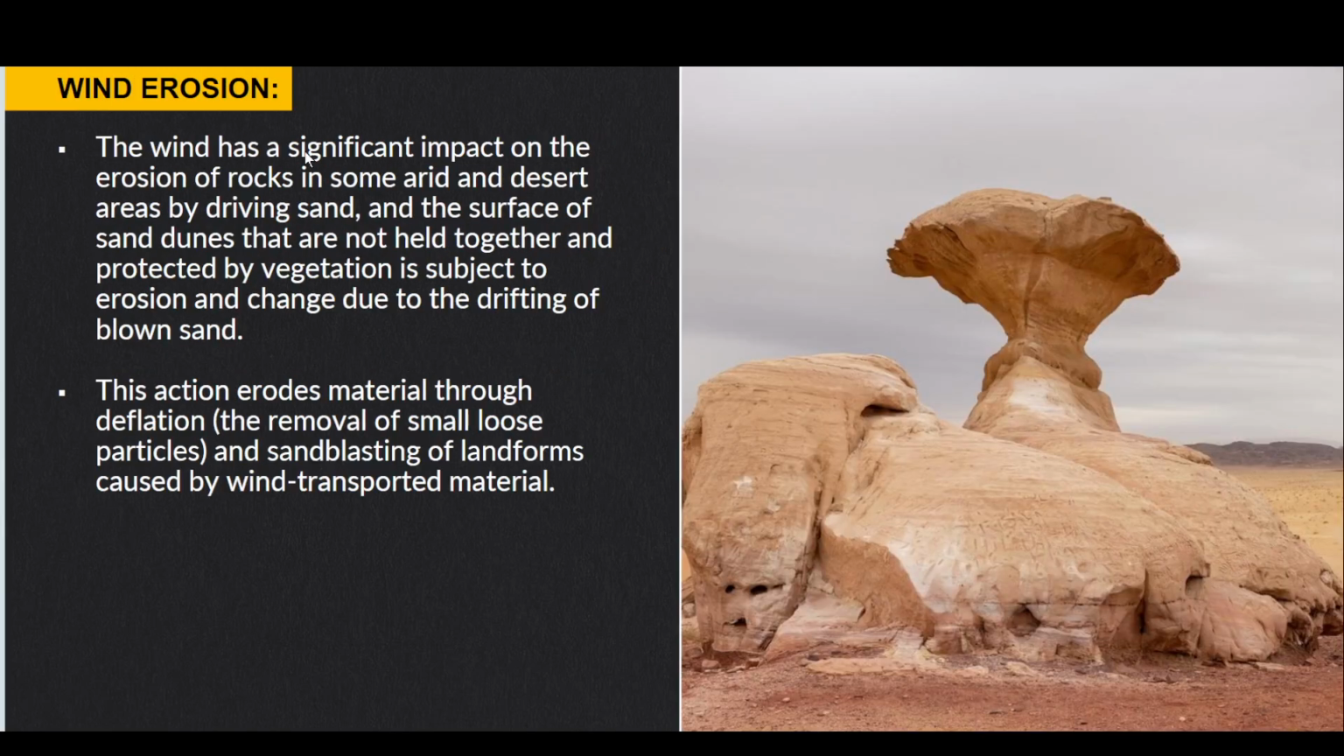Then wind erosion. Wind has significant impact on the erosion of rock. You can see this shape, which is formed because of wind erosion. It also forms sand dunes that are not held together and protected by vegetation. This erodes material through the removal of small loose particles. The loose soil or particles are eroded by wind, right?